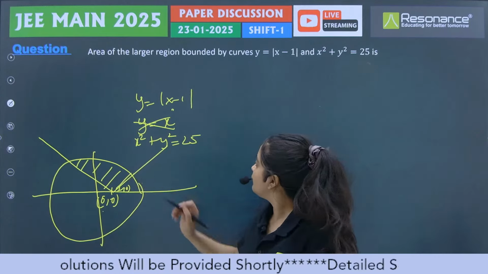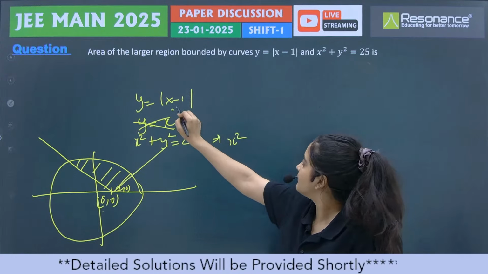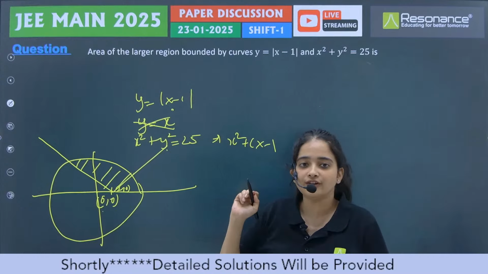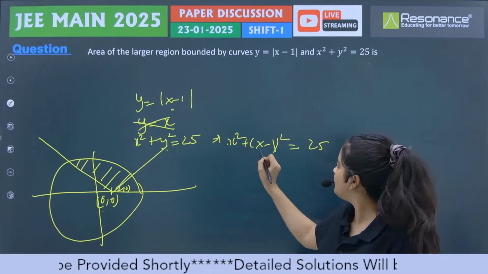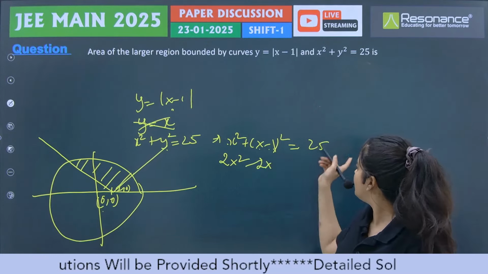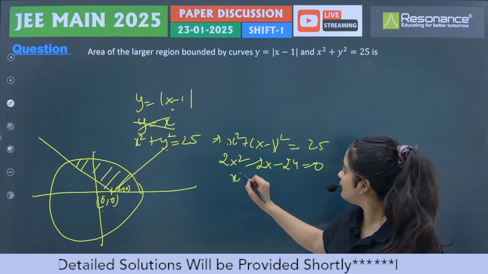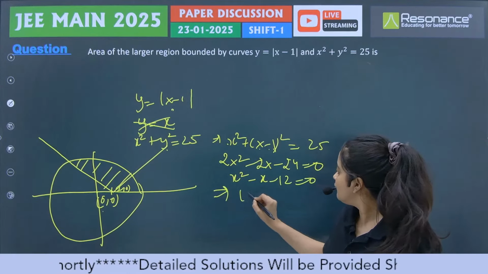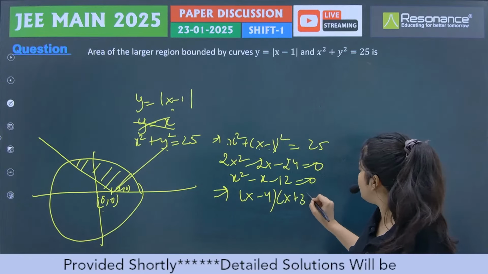Okay. Let's find the point of intersection first. x square plus y square, with y equal to mod x minus 1. So (mod x minus 1) whole square will be (x minus 1) whole square. Now x square plus (x minus 1) whole square equals 25. So 2x square minus 2x plus 1 minus 25, minus 24 equals 0. So x square minus x minus 12 equals 0. If I factorize this, factors will be (x minus 4)(x plus 3) equals 0.